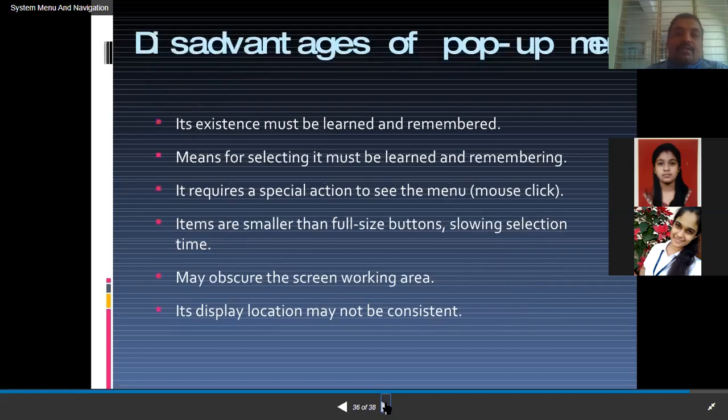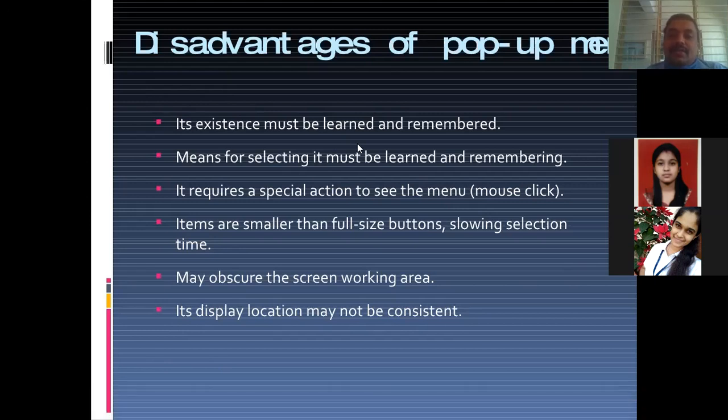What is the drawback of the pop-up menu? Its existence must be learned and remembered, because it is an invisible thing, and unless you press right click, you will not get it. So it should be remembered. It is difficult to remember because not every user will remember. When there are no options available on the screen, you will get stuck. Maybe you forget to press a right click to see the different options. So the user must be trained, or well versed with the system, that when you press a right click, you will get an option.